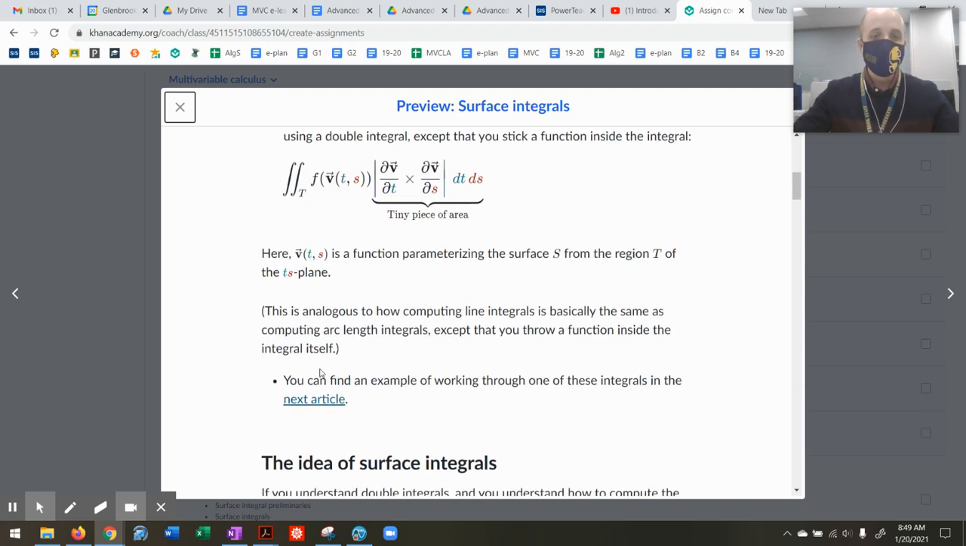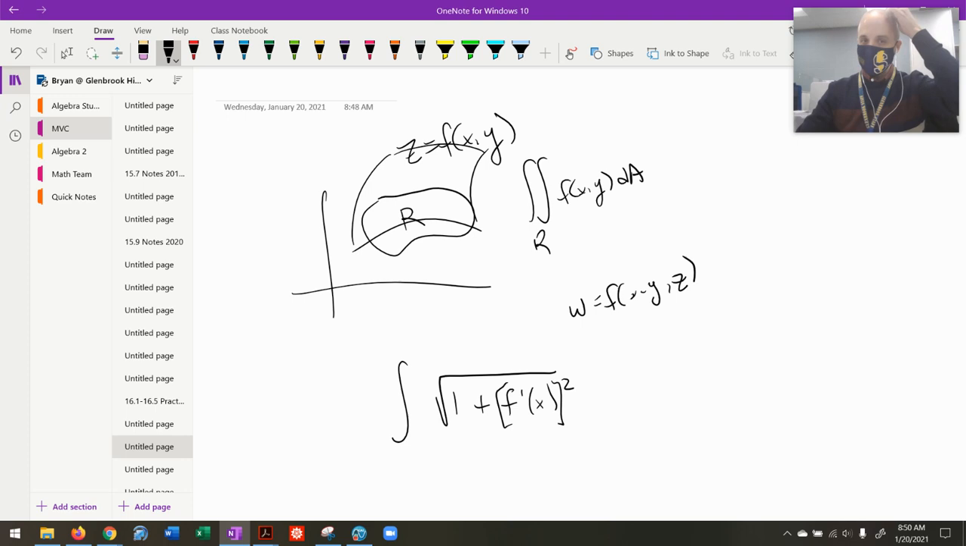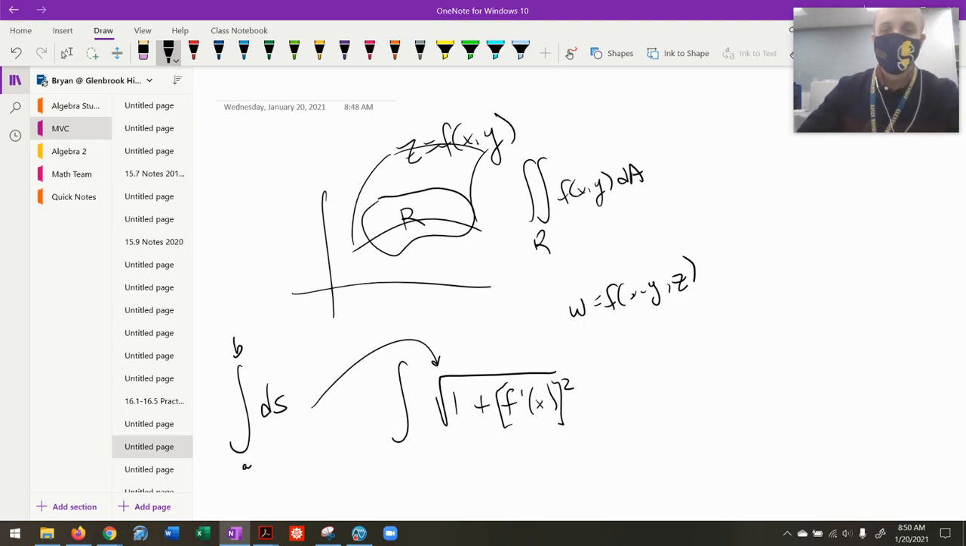So he says, this is analogous to how computing line integrals is basically the same as computing arc length integrals, except that you throw a function inside the integral itself. So the arc length, if we go back to single variable work that we did, is the integral of the square root of 1 plus f prime of x squared, right? And that's kind of how we turn a ds, right? What we're really integrating is, let's go from a to b, ds, little chunks of arc length. Well, that arc length ends up being that thing, okay?